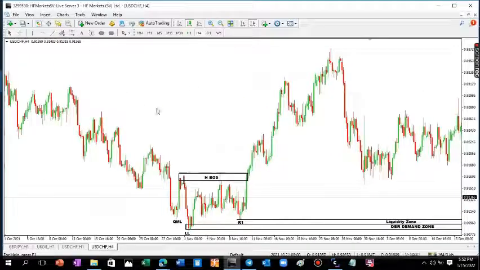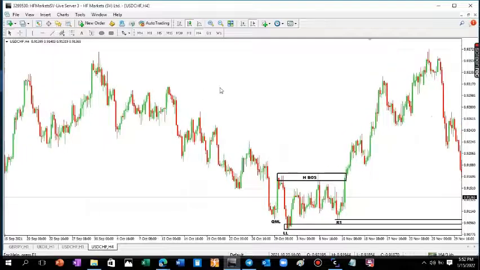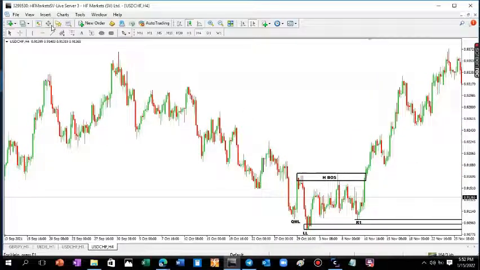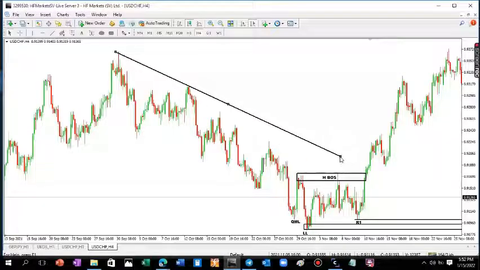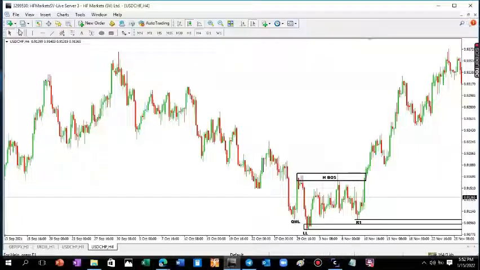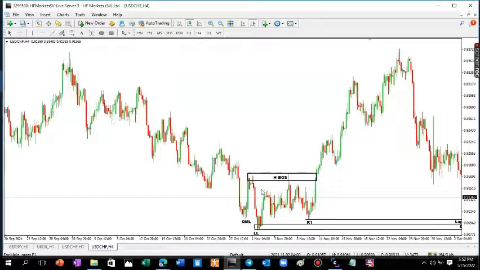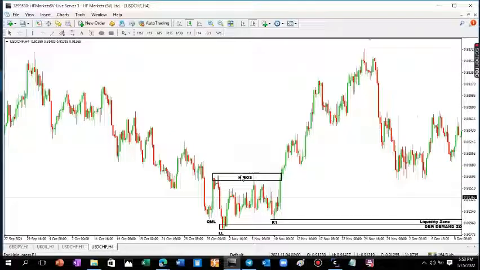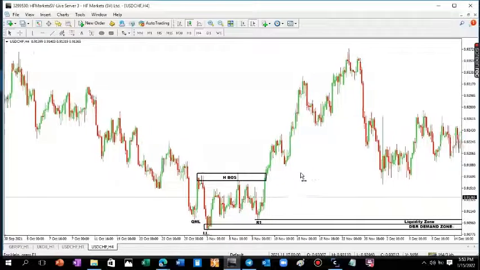So this is what happened on USD Swiss, right? The market was in a downtrend, as you can see. The market was coming down like this, making lower highs and lower lows. After that, the market gave us the last lower low, and then went up to take out this higher low, right? So once the market does that, we know that the market is due for a reversal, right?